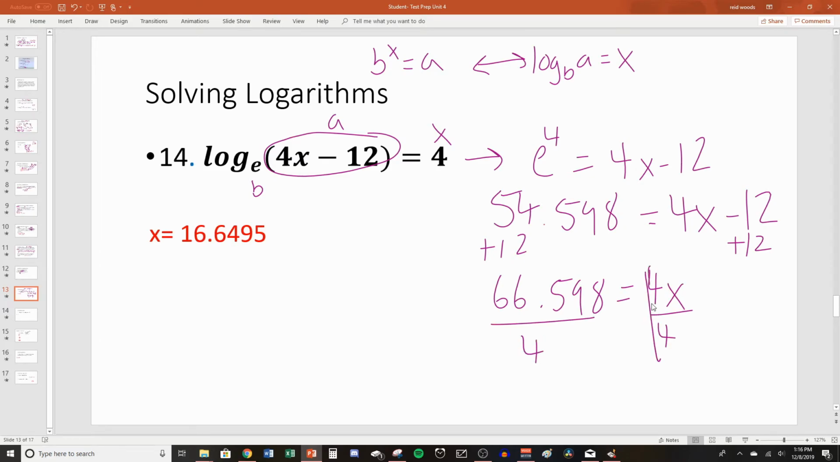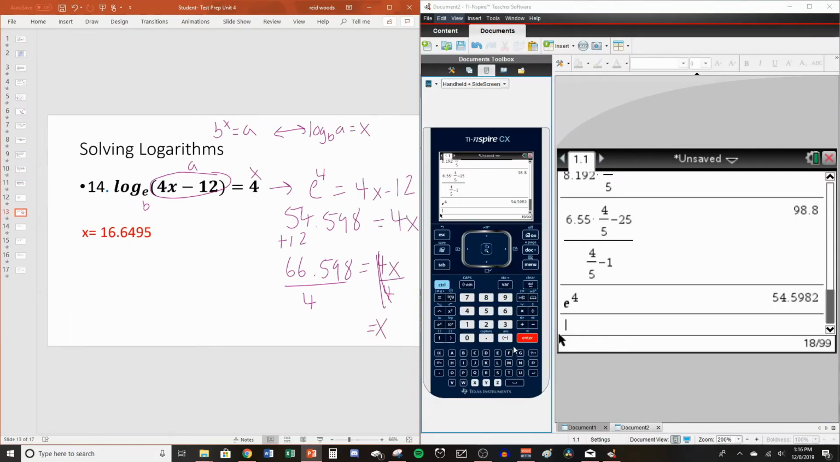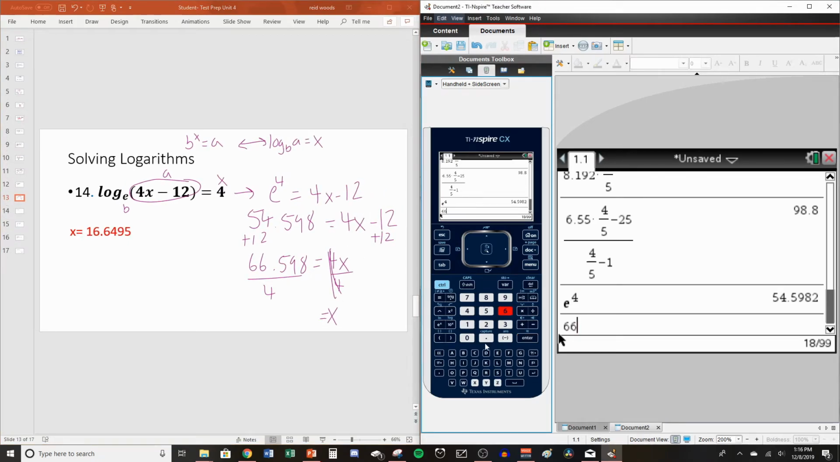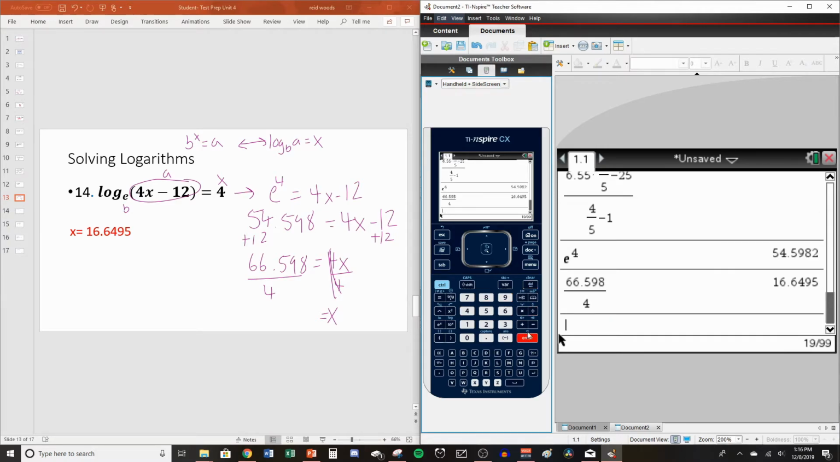And then all I have to do is divide the 4 from both sides. We'll get rid of this, and x is equal to whatever this is. So let's look at that. 66.598 divided by 4 is 16.6495. And look at that, that's what our answer was when we started this. Okay. Continuing, let's go to the next part of this.